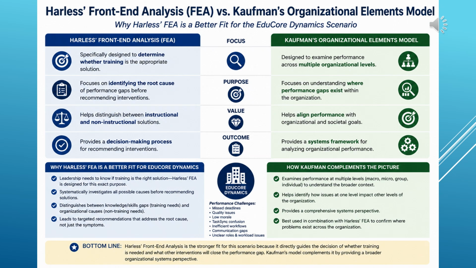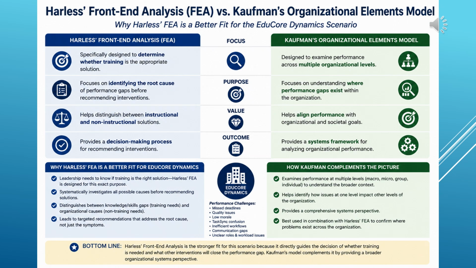Originally, when I was doing this assignment, I was going to choose Kaufman's organizational elements model. But after researching between the different models, I decided that Harless's FEA was going to be a better fit for this organization. So I compared the two. Harless's front-end analysis is specifically designed to determine whether training is the appropriate solution, while Kaufman is designed to examine performance across multiple organizational levels. Harless focuses on identifying the root cause of performance gaps before recommending the intervention, and Kaufman focuses on understanding where the performance gap is within the organization.